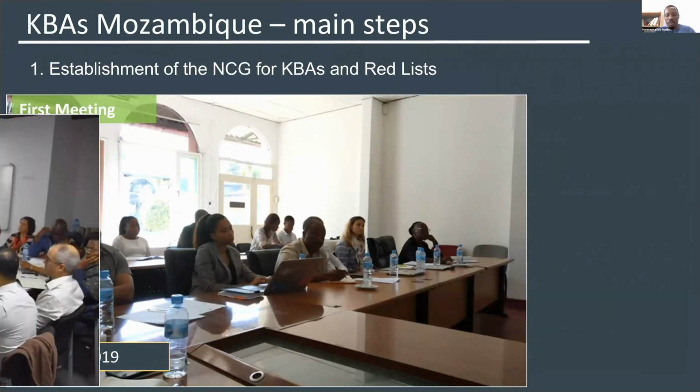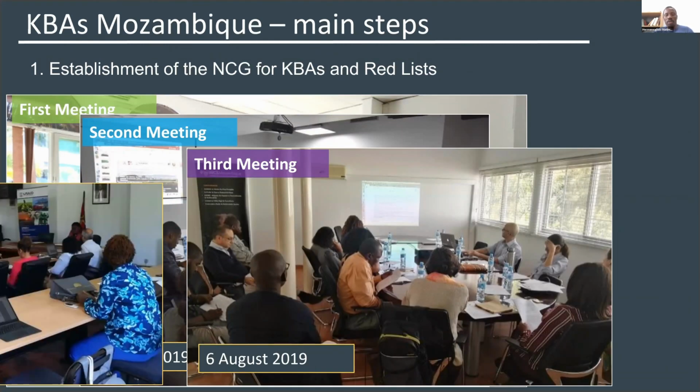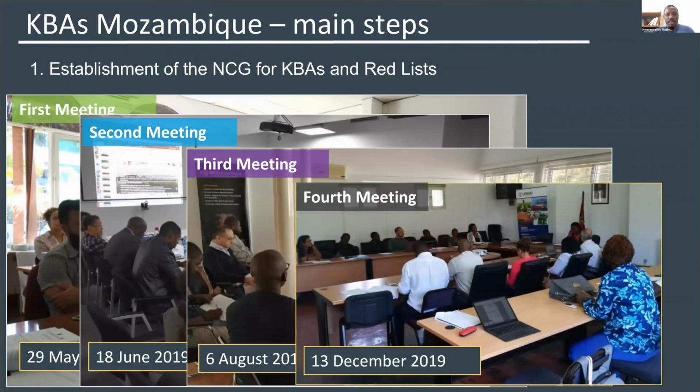We had several meetings with all those institutions to discuss the steps that should be taken into consideration, including who should be the president. So the NCG is hosted within the National Directorate of Environment because of the reasons that I explained before: that is the institution overseeing international conventions, and also it's under the Ministry of Land and the Environment, which is the ministry that oversees biodiversity matters in the country.